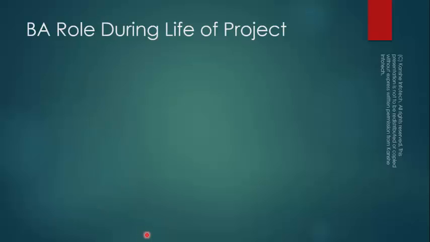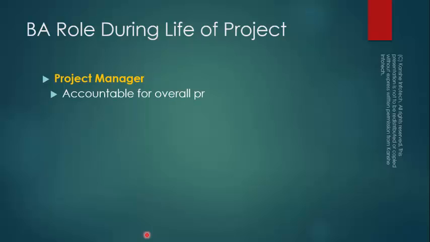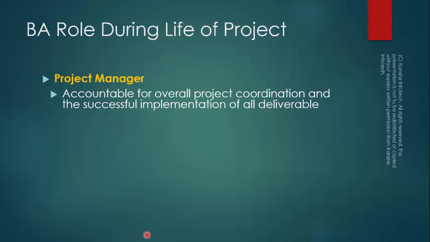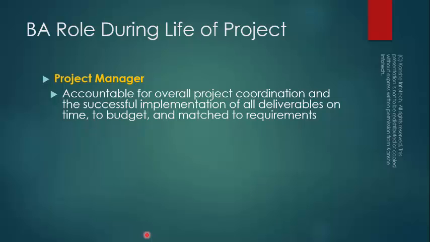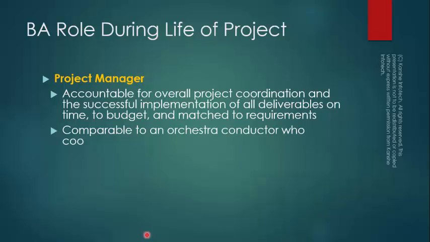So what's the BA's role during the life of the project? He could be a project manager, and basically he's accountable for the whole project's coordination and successful implementation. Okay, making sure that all the requirements, all the deliverables of the project have been provided to the customer in time and on budget, right? And basically his job is to make sure everything runs smoothly, right? So he's like an orchestra conductor.